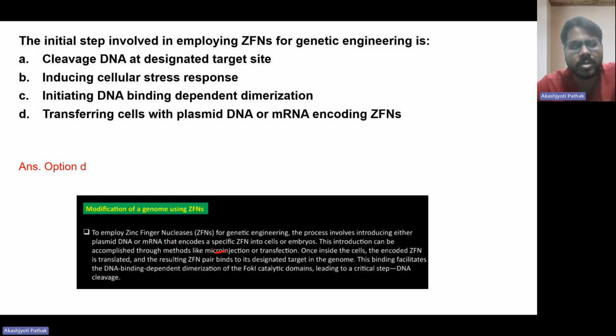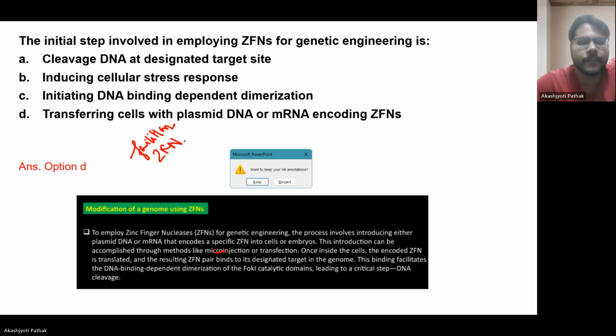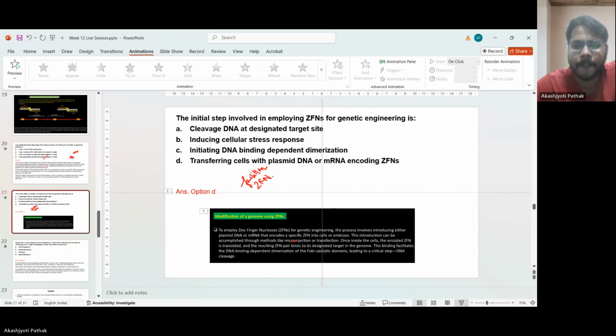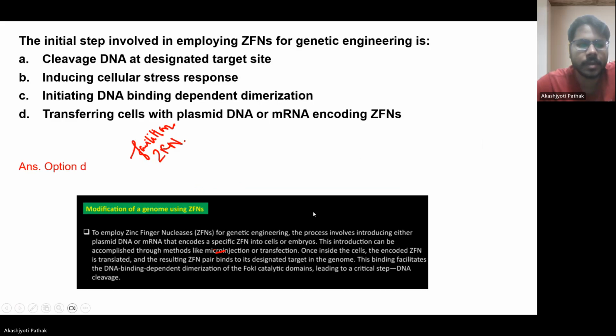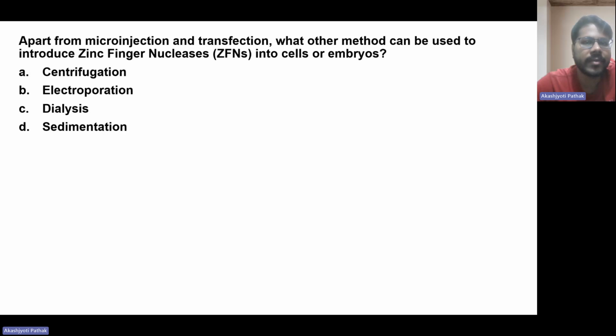So once the zinc finger nuclease goes and binds to its target genome, then what will happen? It will facilitate dimerization. There will be dimerization between the zinc finger nucleases. Okay. Now, apart from microinjection and transfection, what other methods can be used to introduce zinc finger nucleases into cells or embryos?